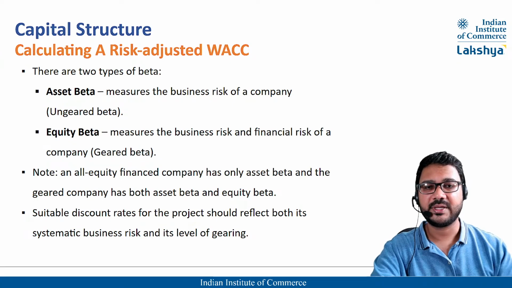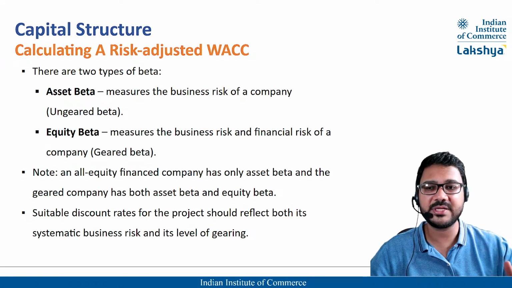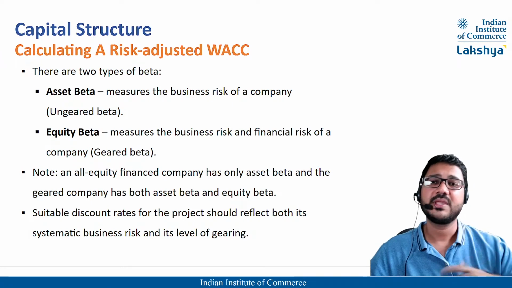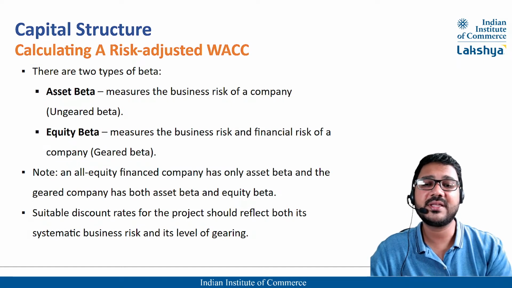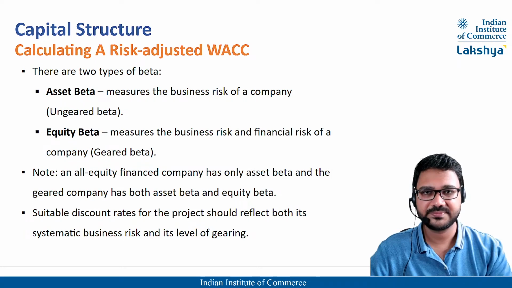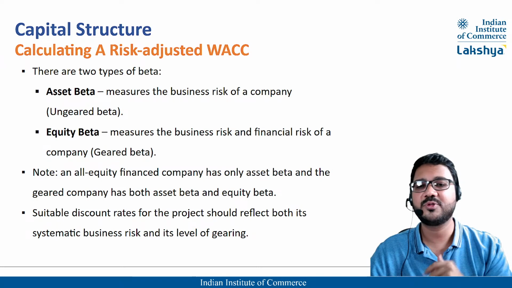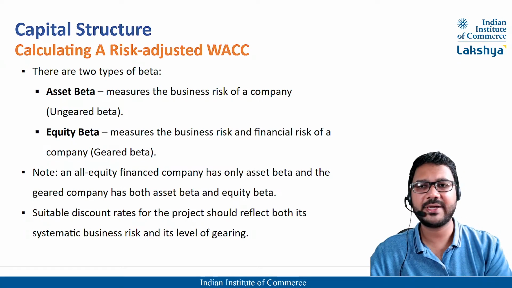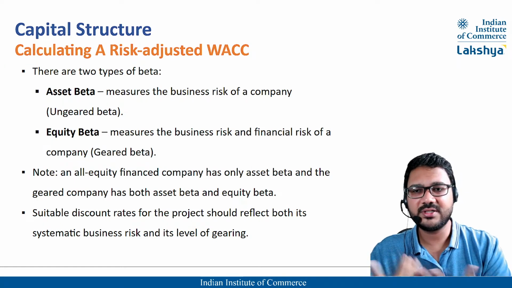So note that an all equity finance company has only asset beta, and the geared company has both asset beta as well as equity beta. So if a company does not have any debt component, it's a debt free company, then all it's going to have is asset beta. Okay, and if the company has some debt to it, then it will have both asset as well as equity beta. Okay, so sometimes in the question, say if the company has zero debt, then you can just stop at asset beta and continue with your CAPM. Okay, so you need not re-gear them.